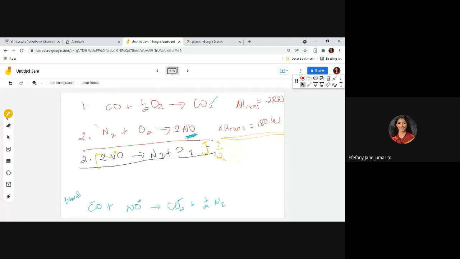Then what about the reaction for number 2? What about the enthalpy? Because we have reversed it, the enthalpy will become negative. So delta H of reaction number 2 will be negative 180.6. Now, we multiply it by 1/2, so the delta H of reaction will be negative 90.3.